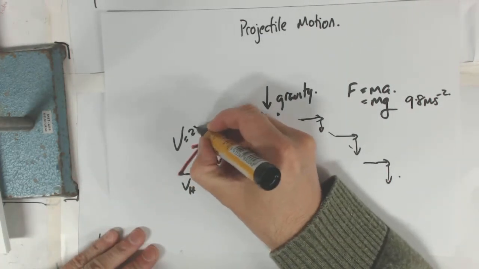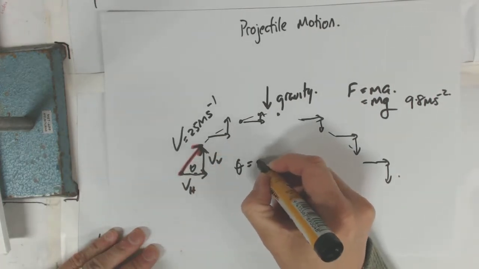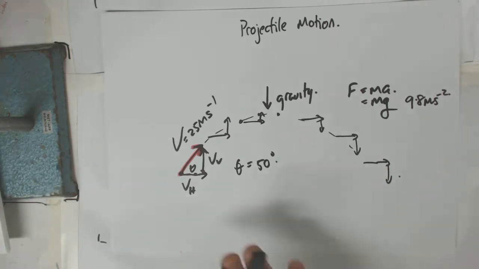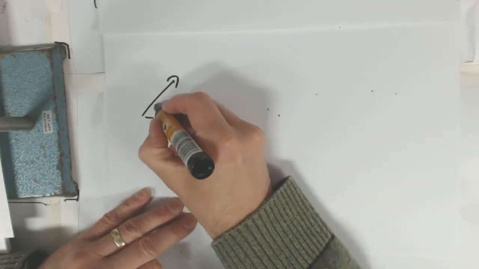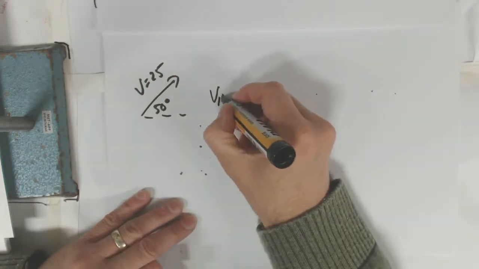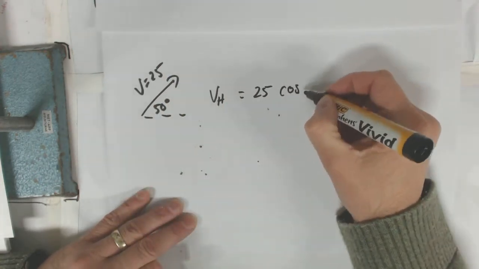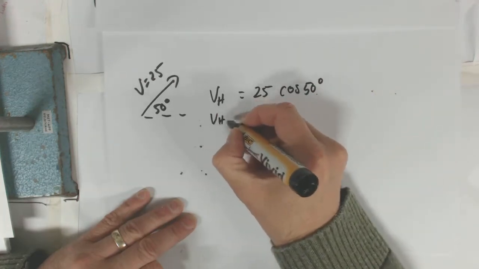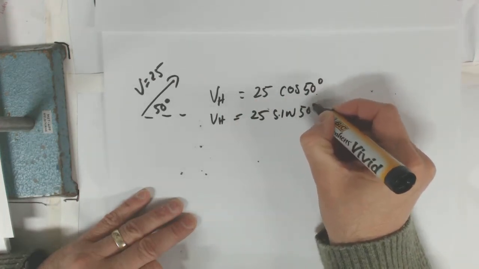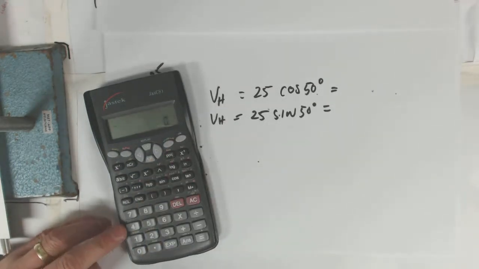So if the velocity is 25 meters per second, and the angle is 50 degrees, theta equals 50 degrees, let's calculate the components. So we've got 50 degrees, and we've got V equals 25. So VH equals 25 times cos of 50 degrees, and VV equals 25 times the sine of 50 degrees. Let's do that on our calculator.